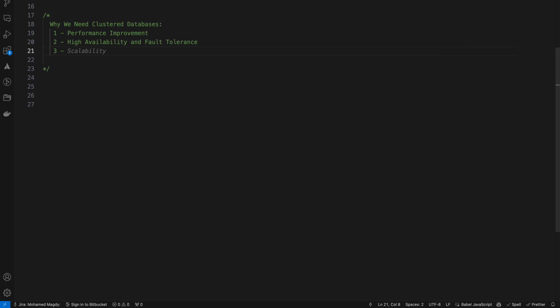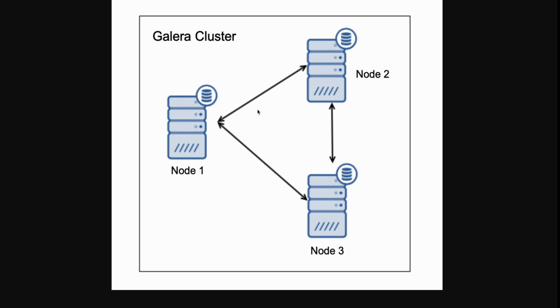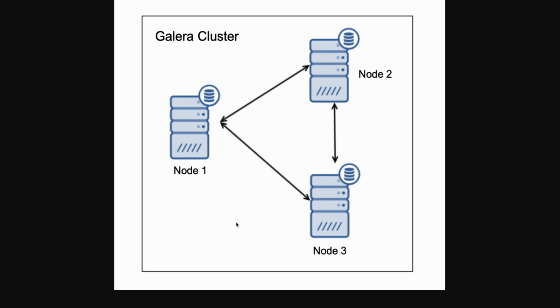Number 3 that we get from clusters is scalability. As organizations and applications grow, the demand for database resources also increases. Cluster databases allow for easy scalability by adding more nodes. As you can see here, we can just add more nodes if we want to scale our system, ensuring that the database can handle increased workloads without performance degradation.